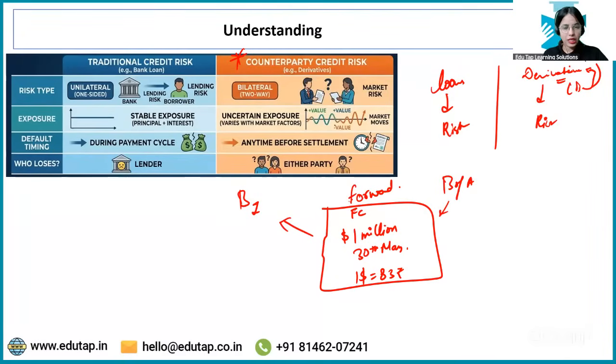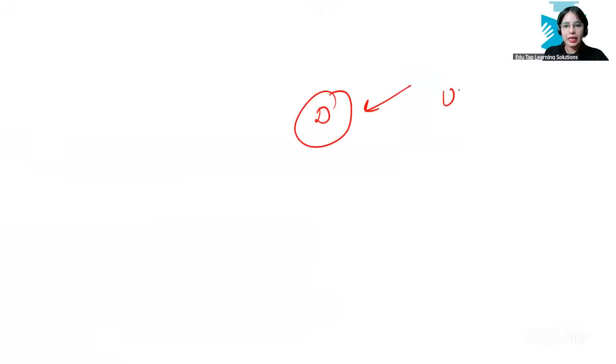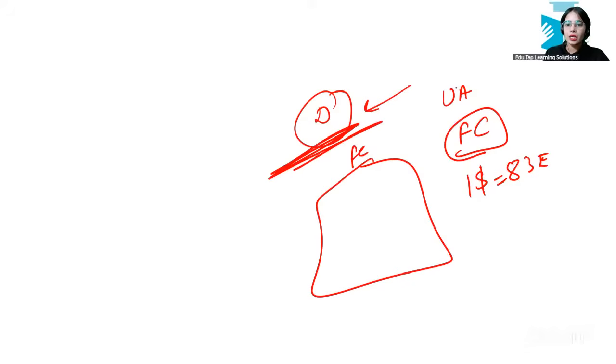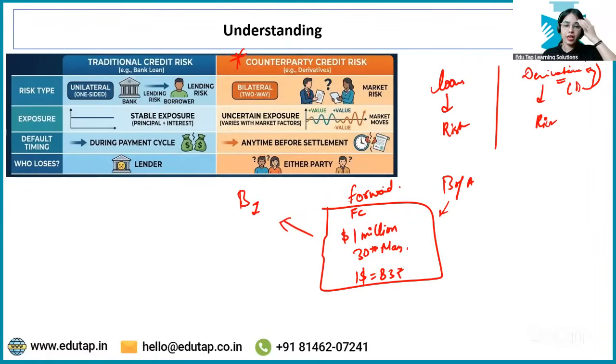Derivatives derive their value from some underlying asset. Here, the underlying asset in the financial contract is foreign currency. The derivative value depends upon the foreign currency, $1 equal to 83 rupees. Now, derivative contracts can be futures contracts, forward contracts, swaps, options. Right now we are focusing on forwards. This is a forward derivative contract, where in the future, on this particular date, the settlement will happen.